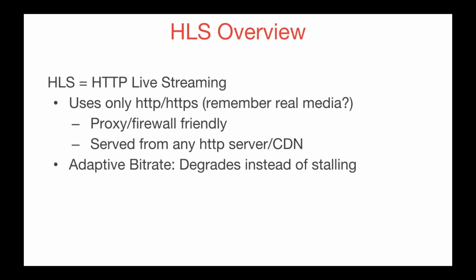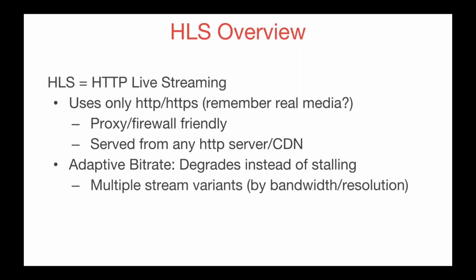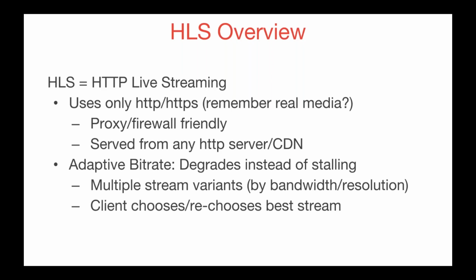My daughter loves to watch streaming TV, and a lot of her shows will come on very, very pixelated, and then after a moment or two they get clearer. What you're seeing happen is a negotiation between the client and the server to get the right resolution file, right? So there are multiple stream variants, by bandwidth and resolution. If you want to watch a particular video, it's actually maybe 3, 4, 5, 6 or more variants of the same exact video with different levels of resolution and different bandwidth requirements for the smaller resolution files. The client is the one that chooses and re-chooses the best stream.